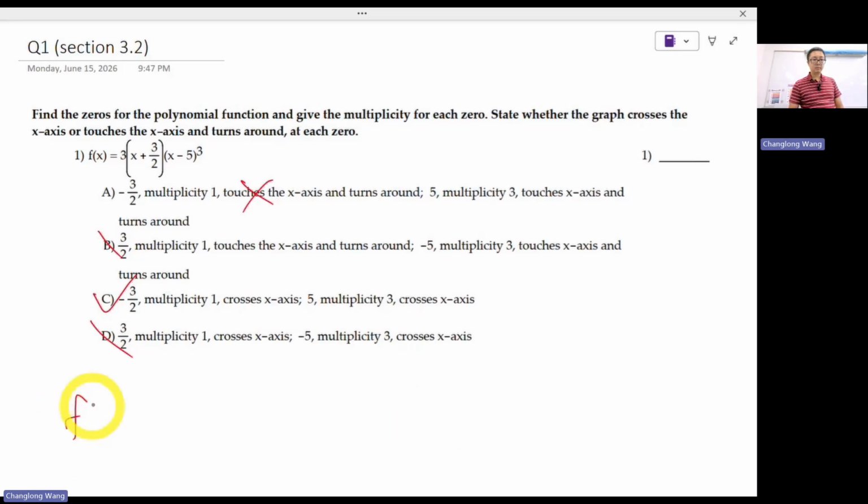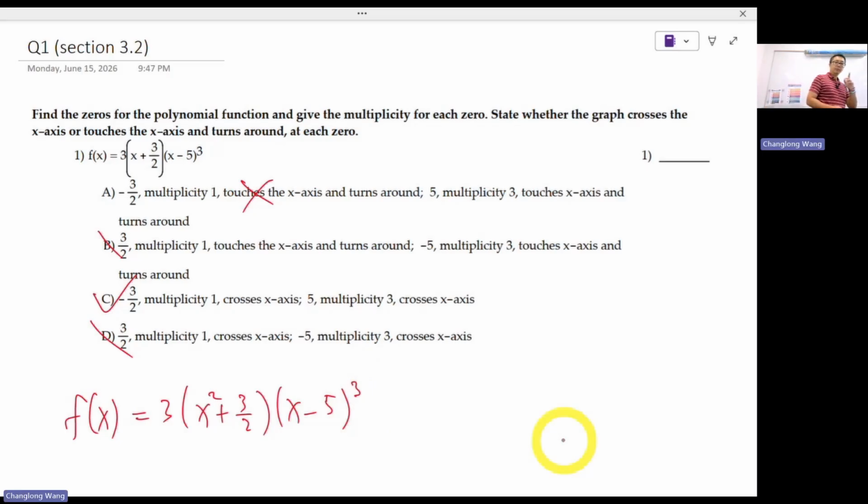Now what about 3x... let me change that into x squared plus 3/2. And there are a few things that I could have asked. The first thing is, what is the degree of a polynomial like that?